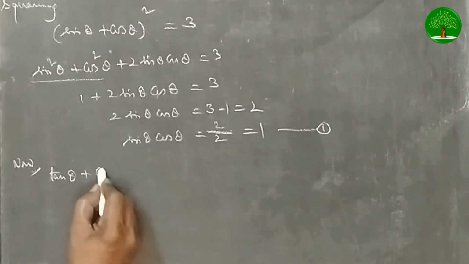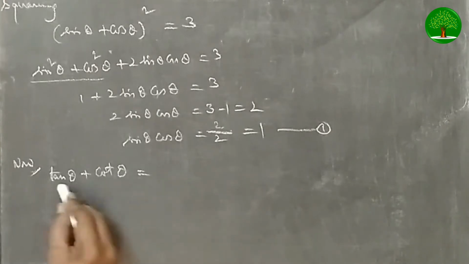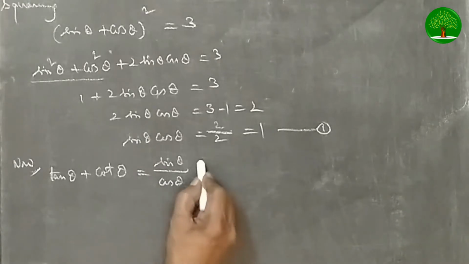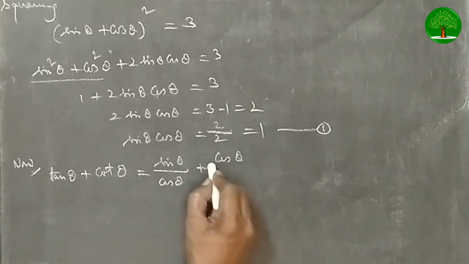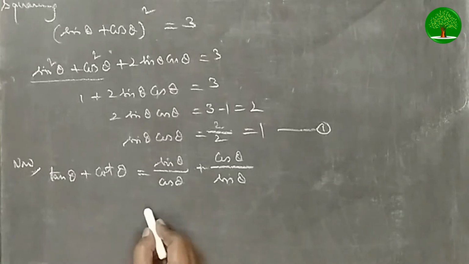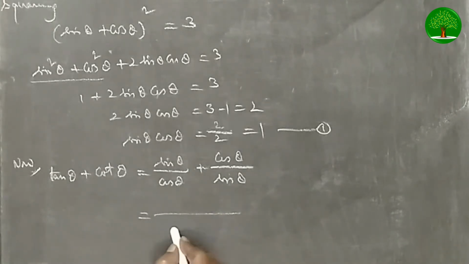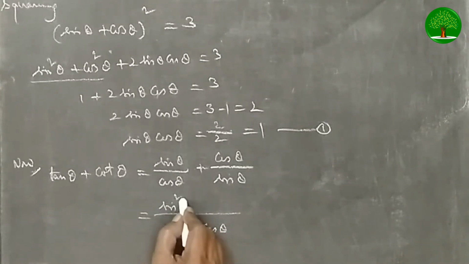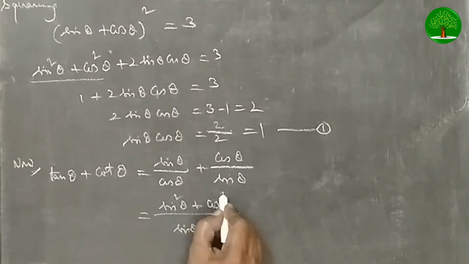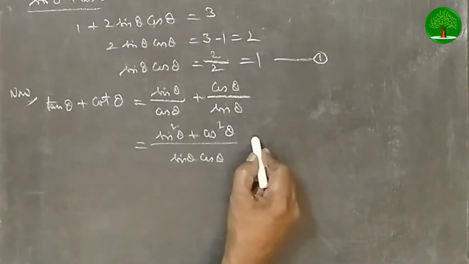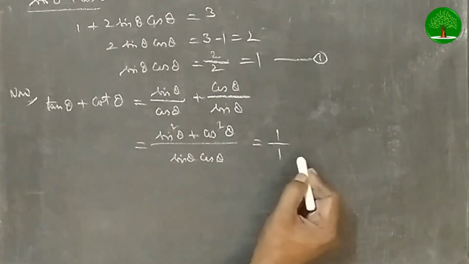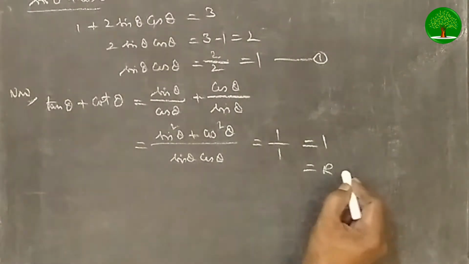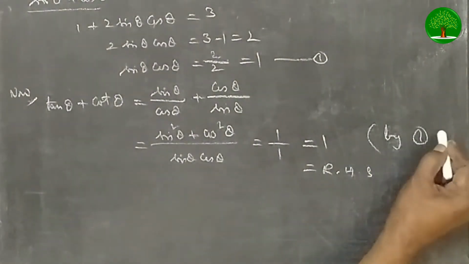Now, tan theta plus cot theta is equal to sin theta by cos theta plus cos theta by sin theta. This is equal to sin square theta plus cos square theta over sin theta into cos theta. Now this is equal to 1 by 1. This is equal to 1. This is equal to RHS. Hence proved.